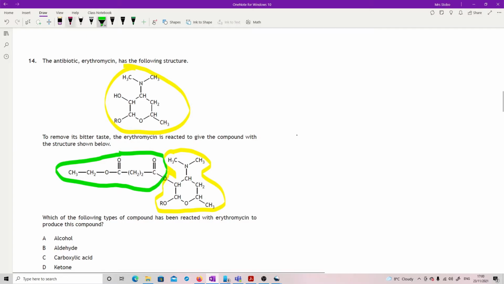So the question is, nothing to do with the whole thing, just how did we get that link? This is a C double bond O bond O. So what we've done is we've created an ester link off the alcohol that was over here. So we reacted it with a carboxylic acid. And that's your answer.